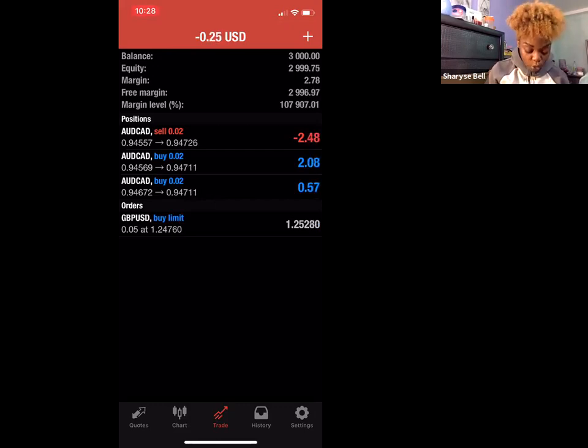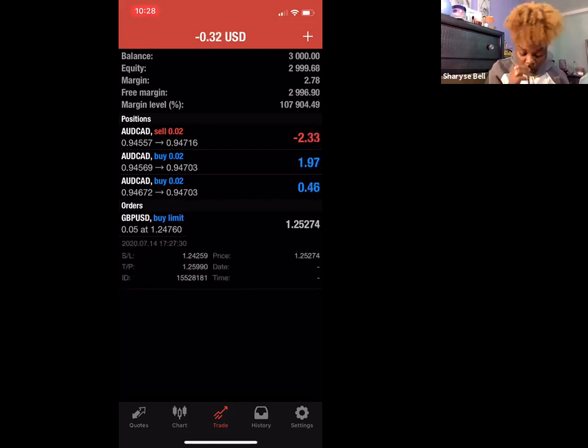Your pending orders are going to sit under your open positions. So as we mentioned, we just opened up GBP USD, all right? Same thing, your currency pair is going to be to the left of it, and you see some numbers underneath it as I opened up the trade, right? So you have SL, your stop loss. That's the stop loss price we put in. We have TP, which is your take profit. That's the take profit number we put in.